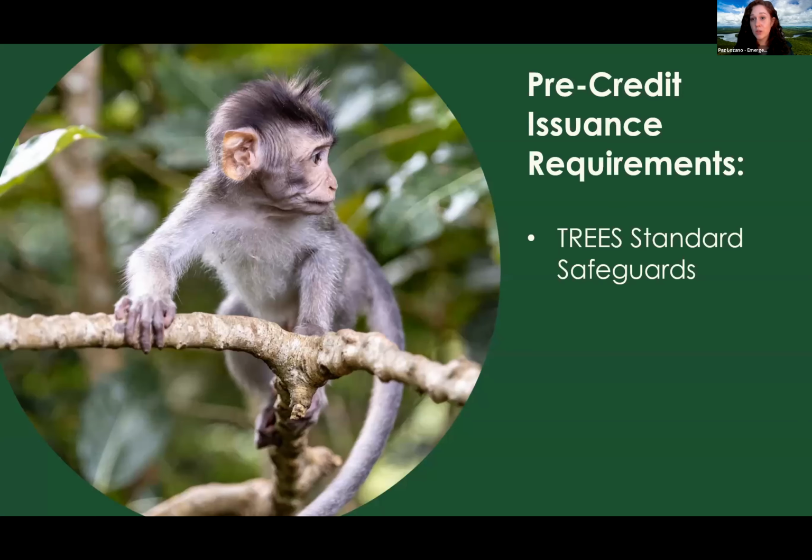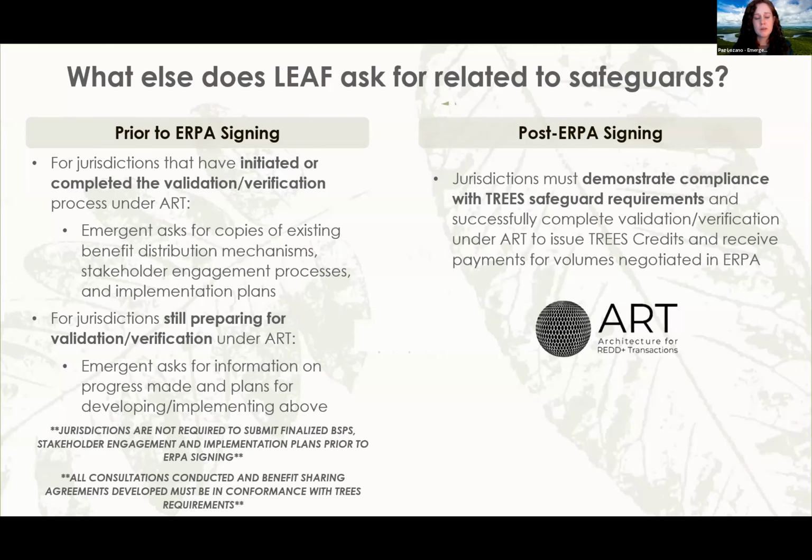So just to delve into a little more depth on what information we require related to pre-credit issuance within that time frame. I'll delve into this in a little more detail before I pass it over to Dion. I want to clarify this because I know there's definitely been some confusion on these different requirements prior to ERPA signing, prior to signing a purchase agreement with a jurisdiction, and after signing a purchase agreement. So I want to go into a little depth on what we ask for related to some of the safeguards that Lucia mentioned in her last presentation.